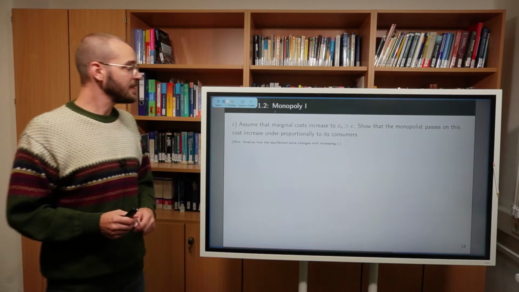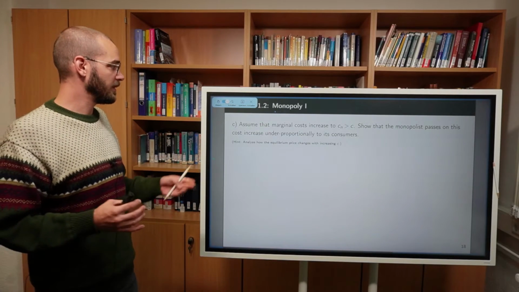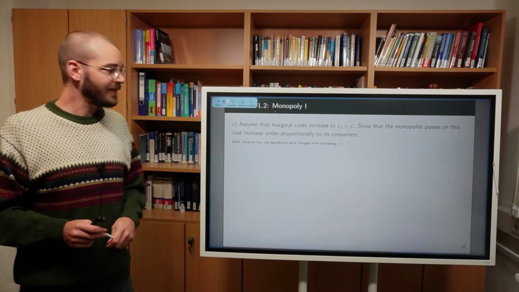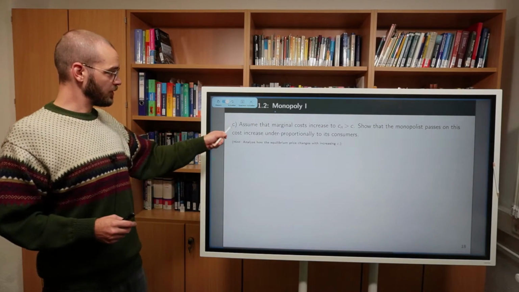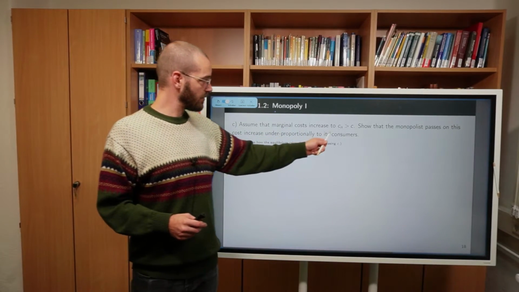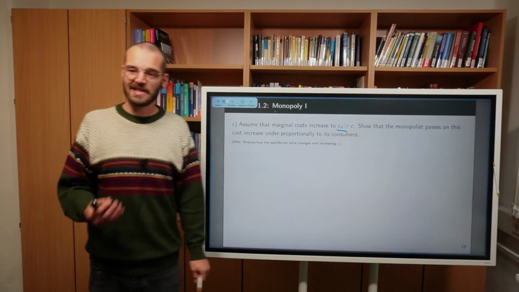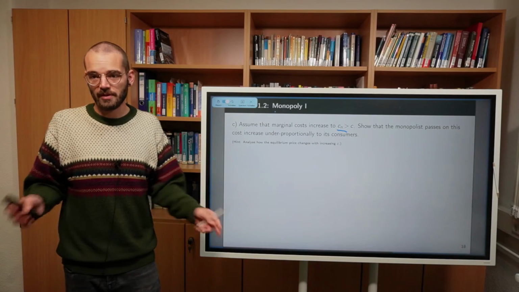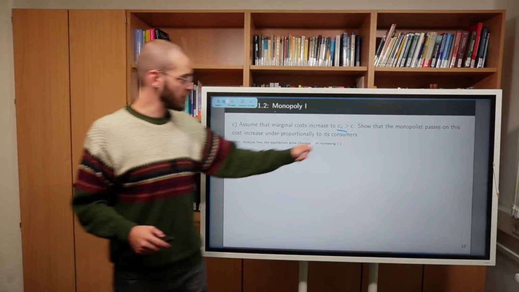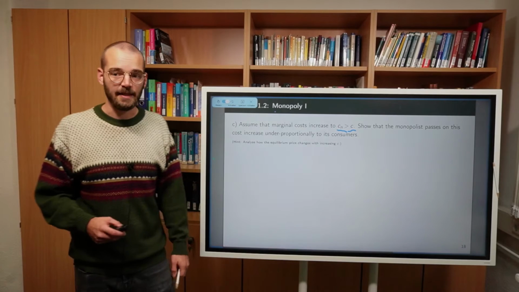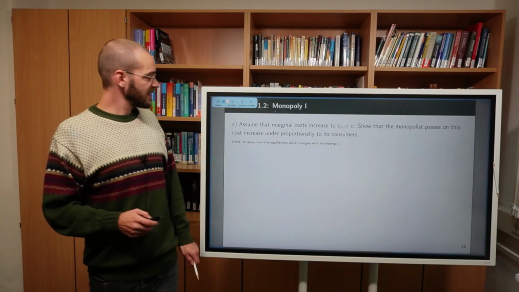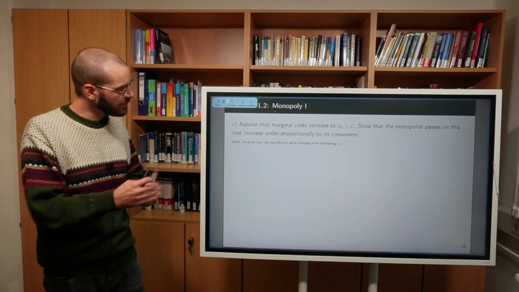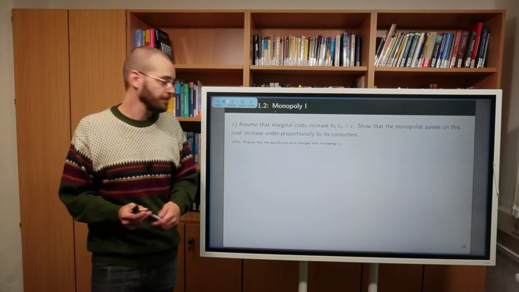Now in task C, we are asked to analyze what happens if marginal costs increase. So we are now to assume that the marginal costs increase to some value C new, which is larger than the original marginal costs C. We are asked to show that a monopolist passes on this cost increase underproportionally to his consumers.